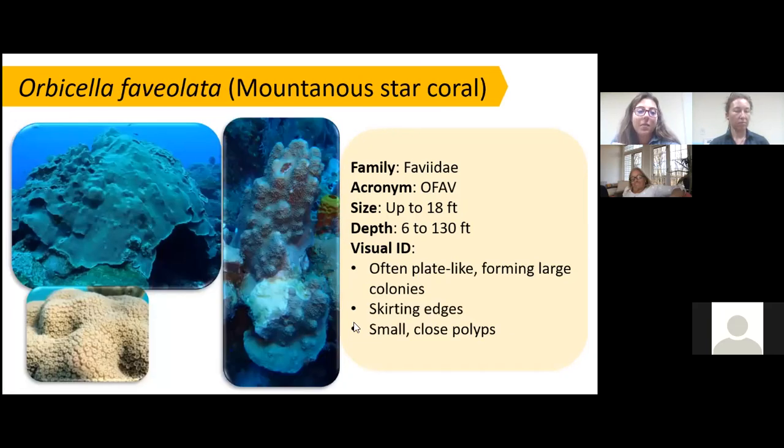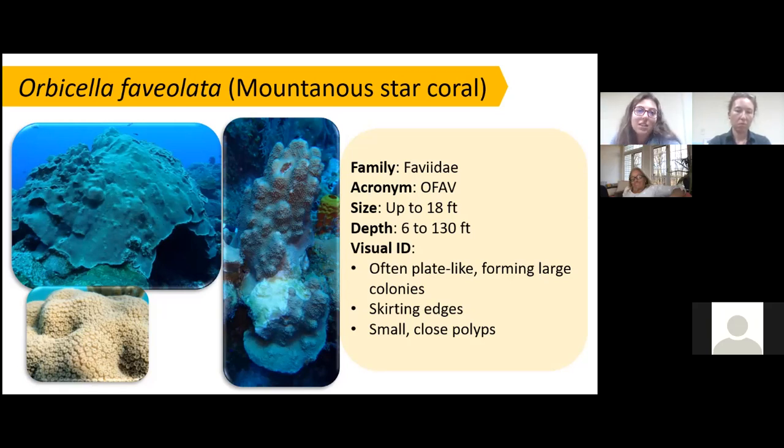Okay, so the same family, different species. You've got Orbicella faveolata, our mountainous star coral. So these are OFAVs. They grow up to 18 foot and they span 6 to 130 feet. These ones, I find that I see them more in the deeper waters, and they're really cool to look at. Most of the time you see them plating, and they form these really large colonies. Sometimes you see a bunch of different skirts of them, so you see almost different layers plating, all spanned out.